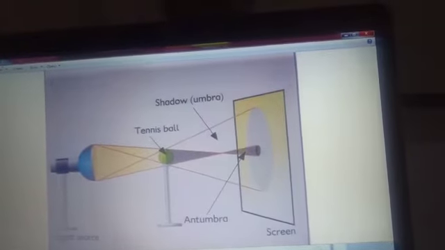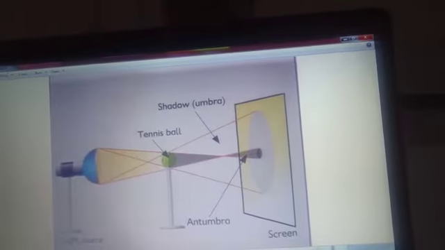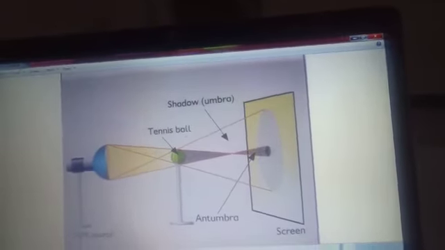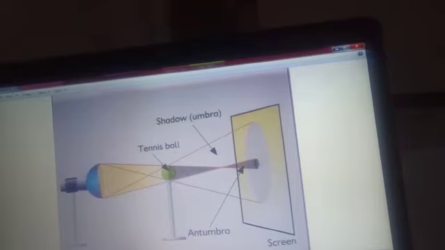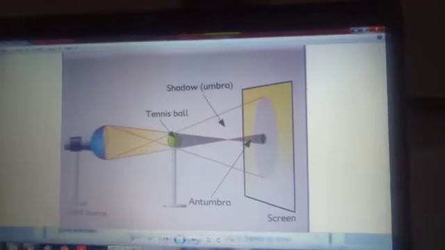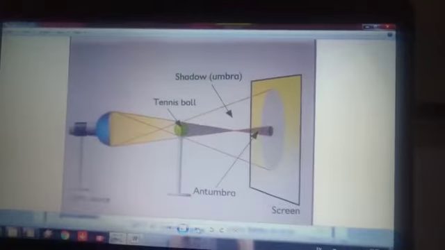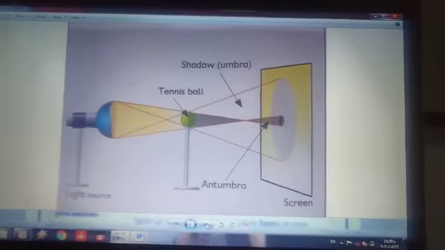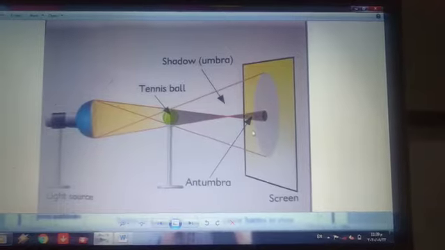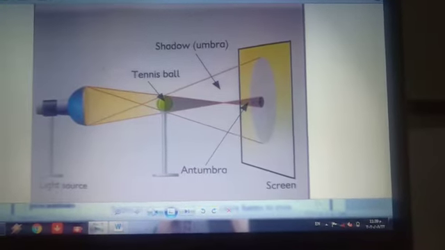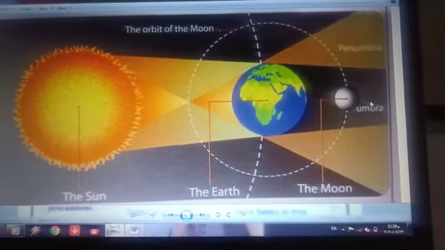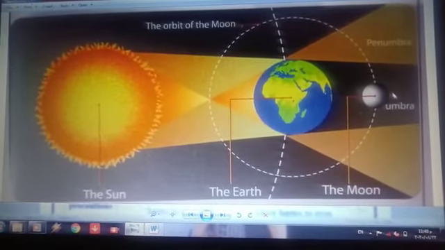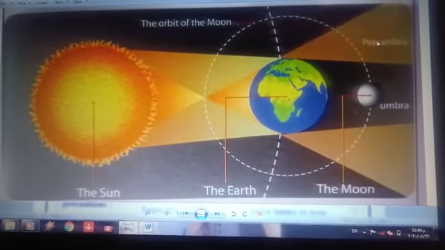When the earth is in umbra, so it forms what? Total solar eclipse. If the earth is in penumbra, partial solar eclipse. If the earth is in antumbra, annular solar eclipse. And in lunar eclipse, if the moon is in umbra, total lunar eclipse. If the moon is in penumbra, partial lunar eclipse.